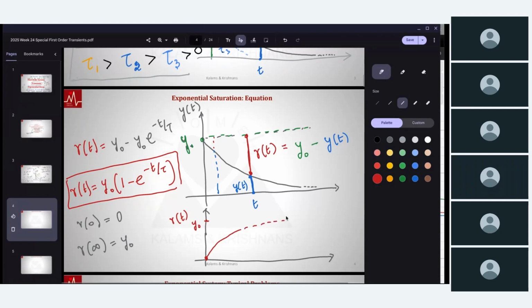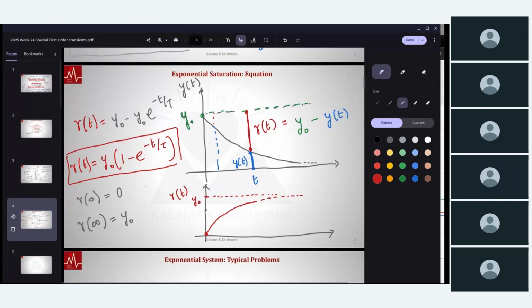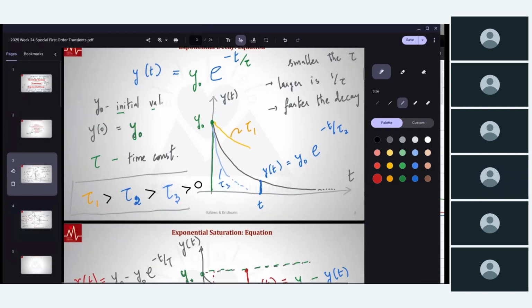Stage A, this is how charging of a capacitor works. This behavior is, for example, seen in electrical circuits. So there is exponential decay and exponential saturation. Now let's quickly cut to the chase. What are the typical problems they can ask?